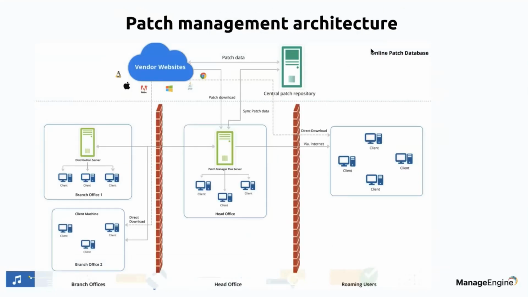On the screen, you are currently seeing the patch management architecture. The primary server will be placed at the head office. You can place a distribution server at your branch offices. When you create a patch deployment task, the server will download the patches, which in turn will distribute the patches to the machines reporting under them. And for the machines that are currently connected over the internet, you can enable direct download.